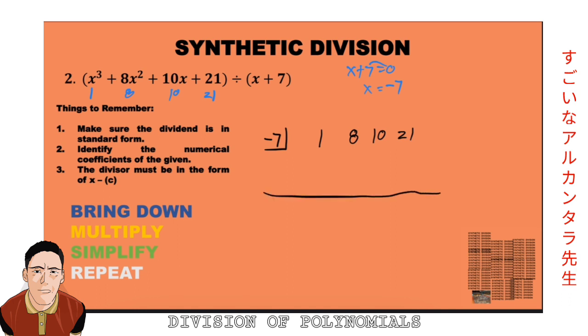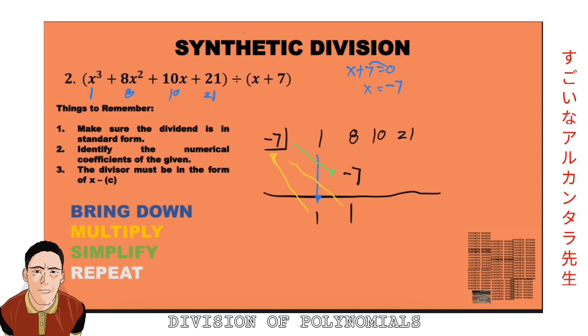Now we do the same thing. We bring down 1. We get 1 here. This is important. Be careful with this, my dear children. What's 1 times negative 7? Okay? You will get a negative 7. So by simplifying, what is 8 minus 7? You get a positive 1.